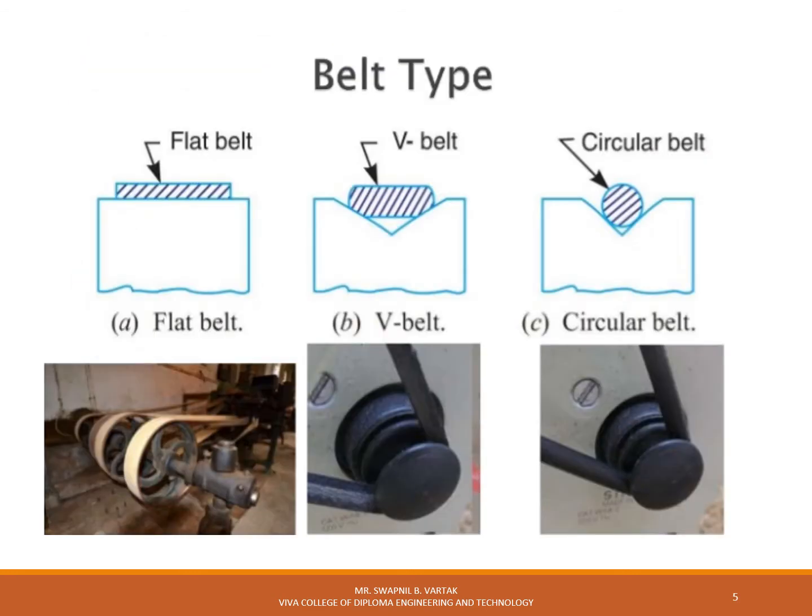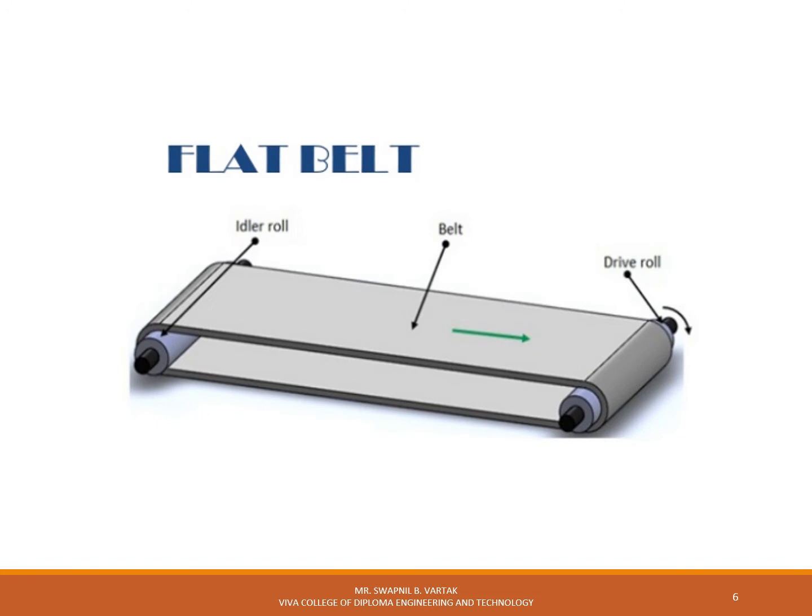Belt type. The belts are classified in three categories: first, flat belt; second, V belt; and third, circular belt. Flat belt: the flat belt is used on flat pulley and the distance between the pulleys is not more than 8 meters. It can deliver high power at high speed with wide belt and large pulley. It is rectangular in cross section.